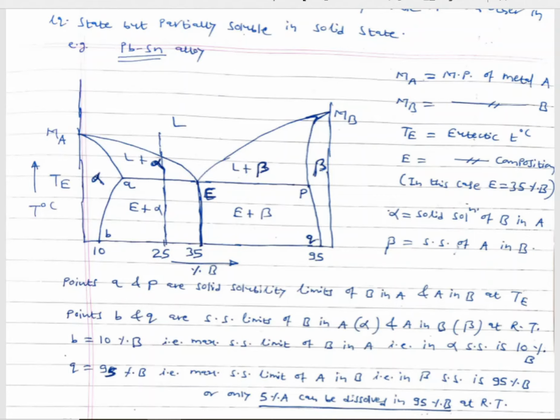So whichever is in less amount, it is called solute atoms, and whichever is in higher amount, it is called solvent atoms. So solid solution is the solution of solute in solvent. In case of alpha, solute will be B and solvent will be A, while in case of beta, solute will be A and solvent will be B. Solvent is the major amount.